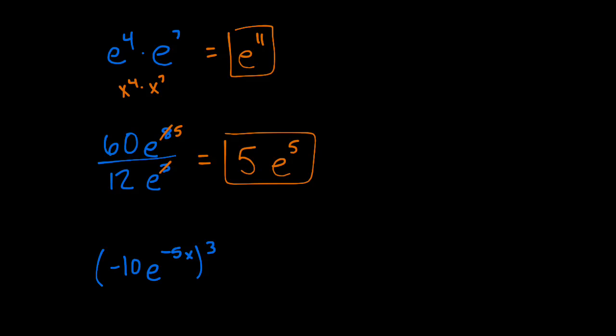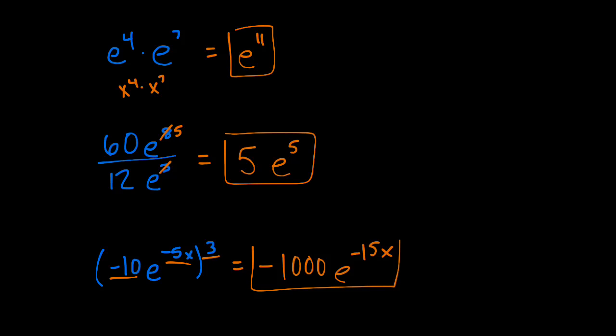And in the last example here, we have some expression raised to a power. So that third power goes to that negative 10. So negative 10 to the third, that's going to be negative 10 times negative 10 times negative 10. That's going to come out to a negative since we have an odd number of negatives. 10 times 10 times 10 is 1,000. And then we have a power to a power with the base of e. So we're going to have e to the, when we have powers to a power, we multiply. So negative 5x times 3 is going to give us negative 15x as the power of e.